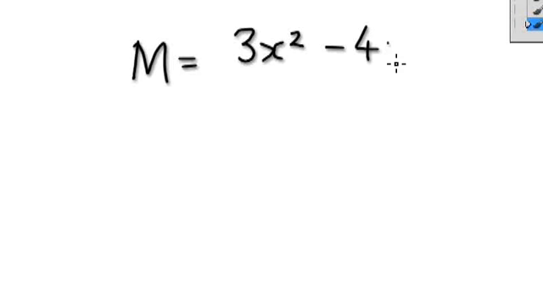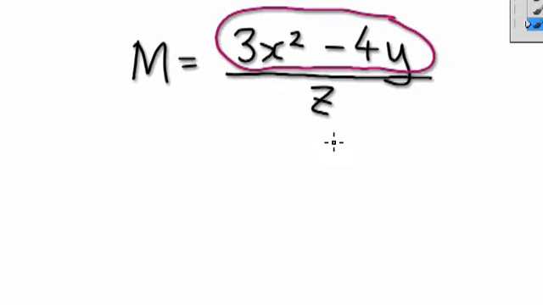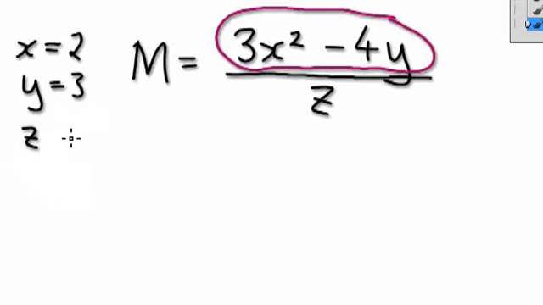Let's say m equals 3x squared minus 4y, and then all that divided by z. Okay, so this long line here is saying work out everything above it. So basically work out everything in here above it. So this is like a bubble here, and then you divide it by z. And then I need to give you x equals 2, y equals 3, and z equals 2.